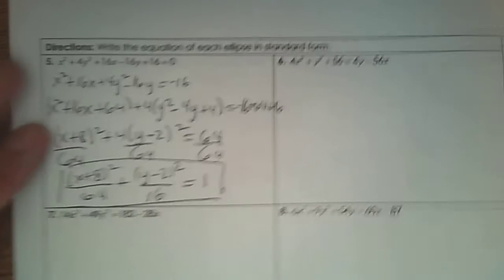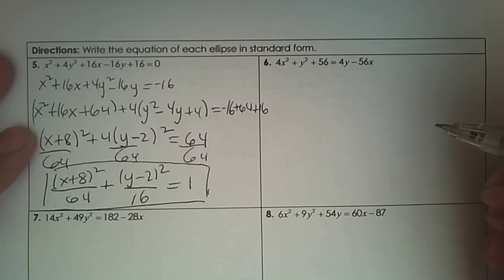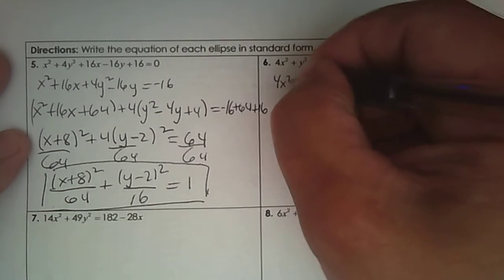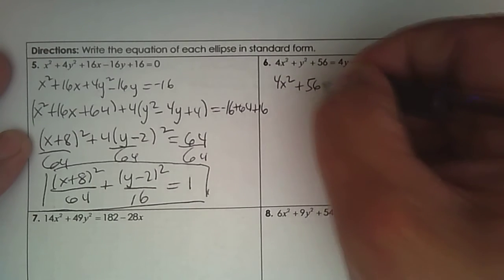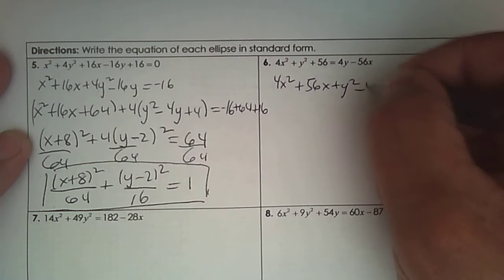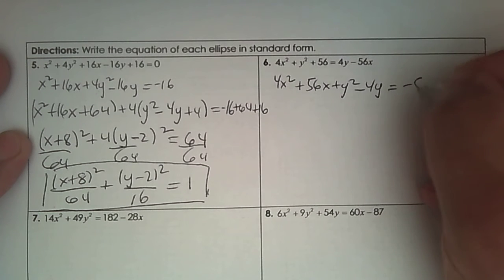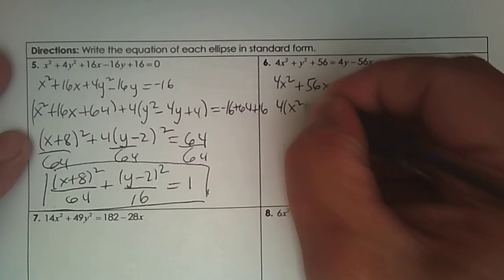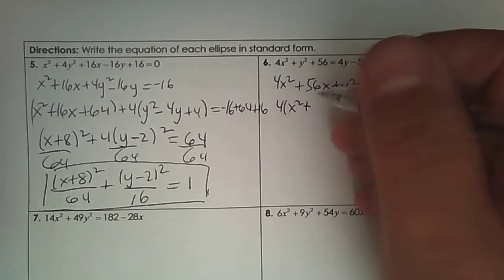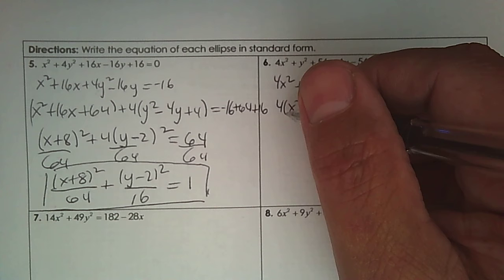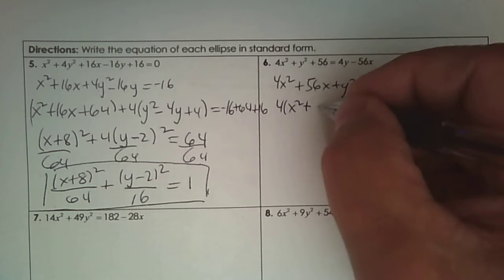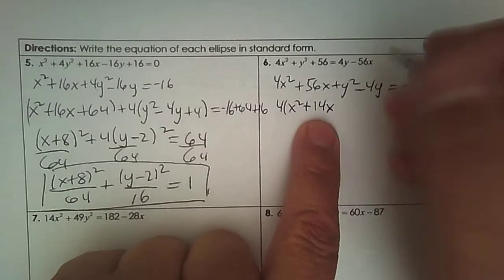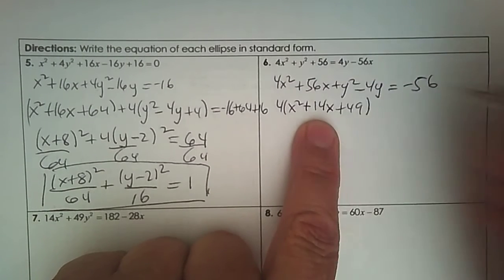All right, number 6, again. First, the x's. So to bring the x's together, we're going to add 56x. To bring the y's together, we're going to subtract 4y. And then I'm going to subtract 56. I'm going to factor out a 4. 4 goes into 56 14 times. Thankfully, it's an even number. And then divide by 2 and square, so that's where 49 comes from.